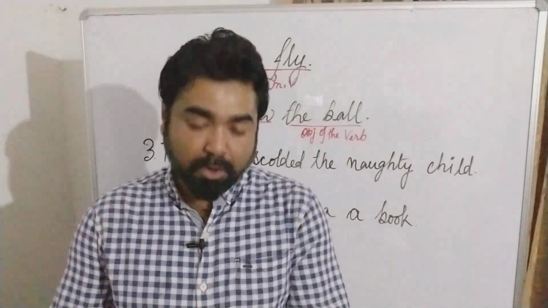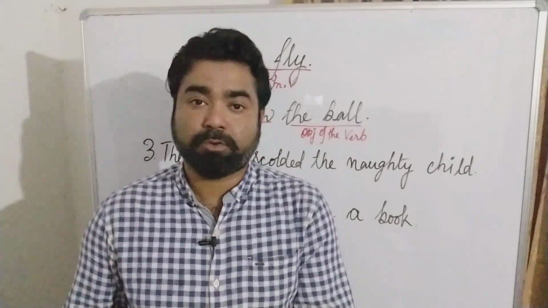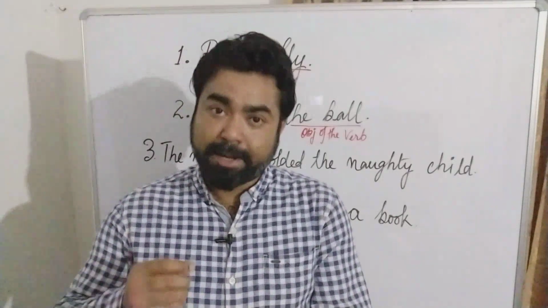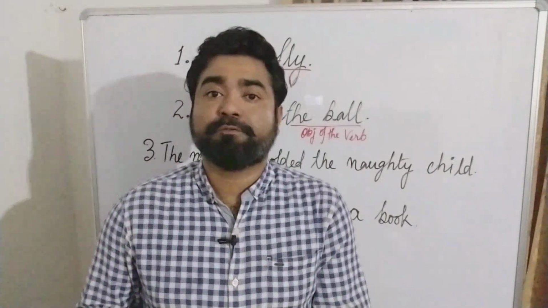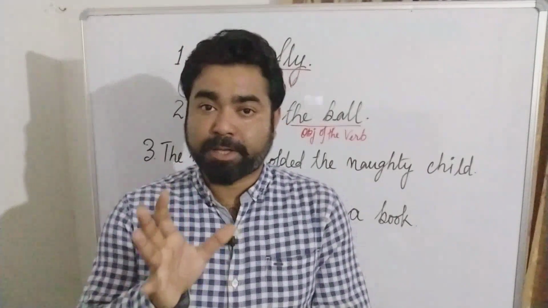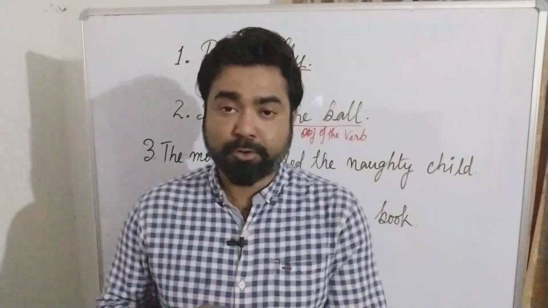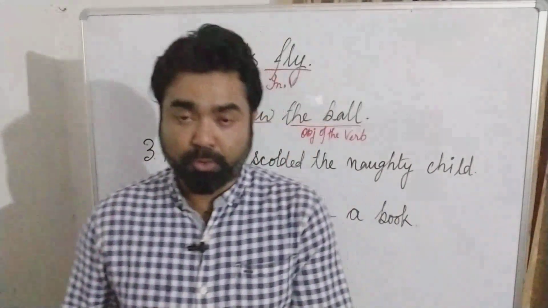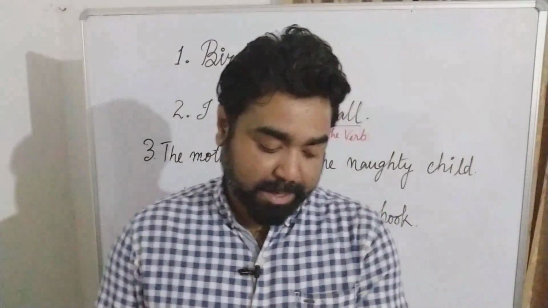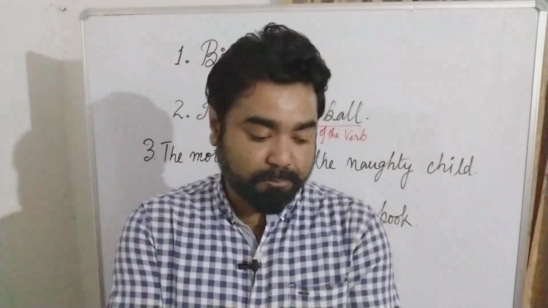So basically all of them have something to do with a noun. So that means mostly and always the object of a verb will have something to do with a noun. Okay, so we have to remember this rule 1 and rule 2. These are very important to understand the object of a verb.